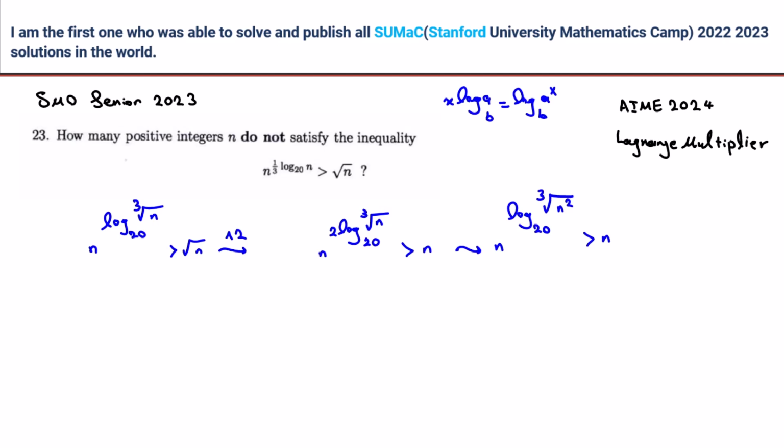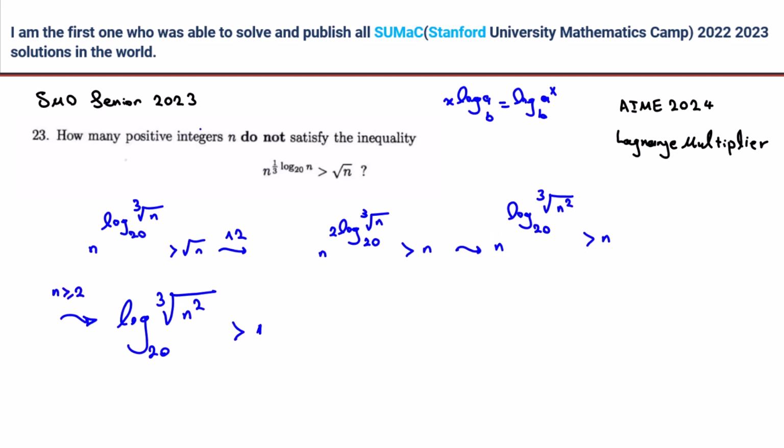Okay, want to try again? After this, we can say what? Well, after this, you can say that log base 20 of cube root of n squared has to be bigger than 1, because n is positive. N is not 1. Why is n not 1? Because otherwise 1 won't be bigger than 1. Yes, because then 1 to the power of 0 is equal to 1. It's not greater than. N is at least 2.